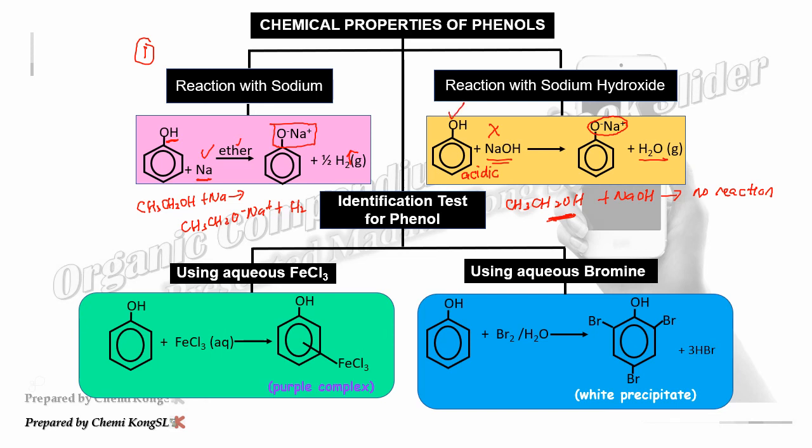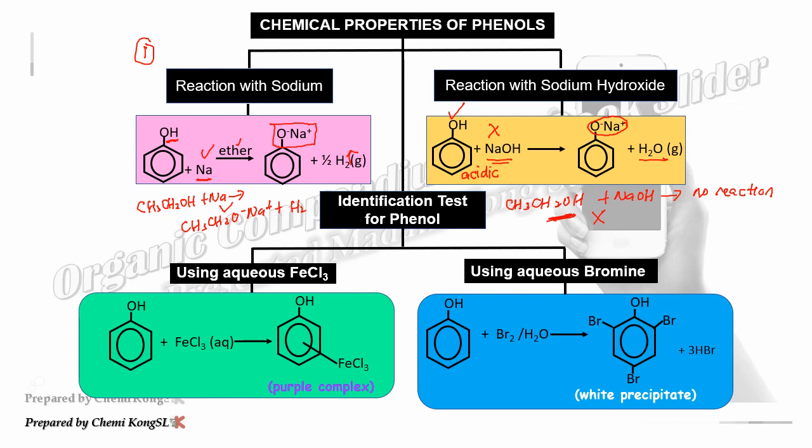Phenol has acidic properties. We are going to learn soon in the chapter on carboxylic acid. We have to compare the acidity for phenol, carboxylic acid, ethanol, and so on. Aliphatic alcohol cannot react with sodium hydroxide. It can only react with sodium.